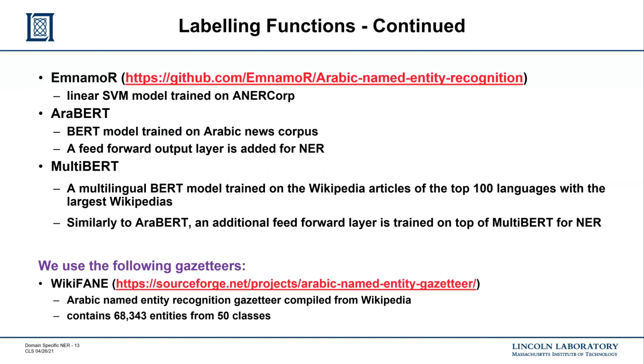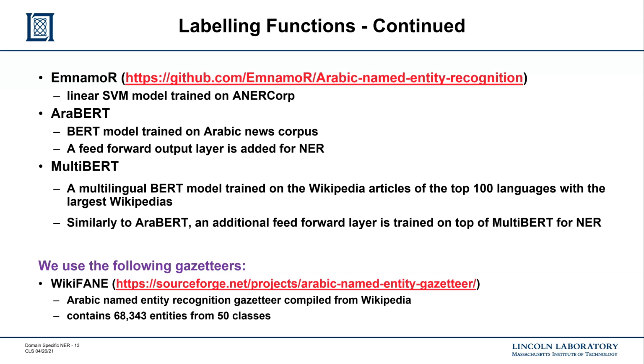Okay, next one is called MNOMORE. That one's a simple model. It's just a linear SVM trained on the NRCorp data set. And RBERT is actually quite a powerful model. It's a BERT model trained on the Arabic news corpus. And then we also have multi-BERT in there, and that's a model that's the same as RBERT, but it's trained on Wikipedia articles of the top 100 languages that have the largest Wikipedias. So those are the 5 NER models in our pipeline.